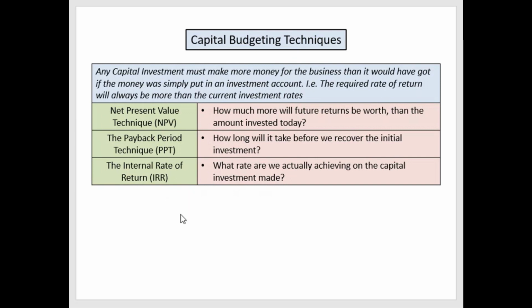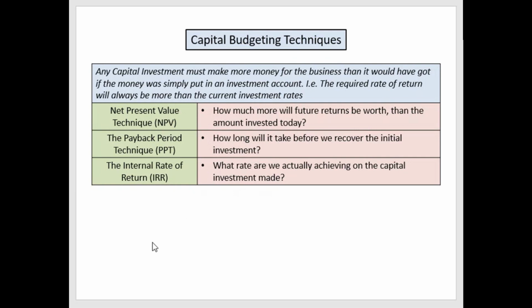The next one is the payback period technique. It answers the question, how long will it take before we recover the initial investment? It ignores the time value of money completely. But it's sometimes a better one to use if your investment area or your investment climate is very risky, because in a risky environment, you just want to make your money back as quickly as possible. And that's why you do it.